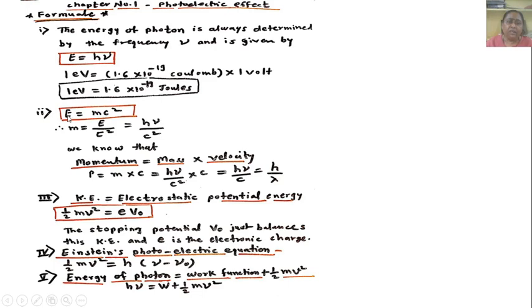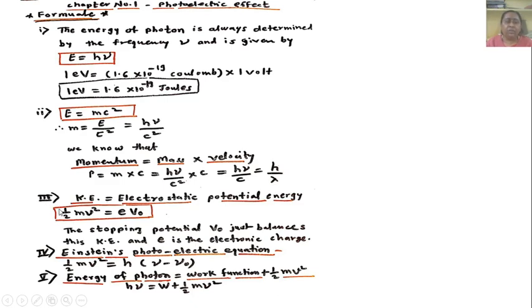Now the second formula: E equal to m c square. From this, m equal to E upon c square, equal to h nu upon c square, where c is the velocity of light. Also we know the relation between momentum and velocity: momentum equal to mass into velocity. So momentum is given by p equal to m into c. So here p equal to h nu upon c square, that is the value of m, into c, is equal to h nu upon c, equal to h upon lambda.